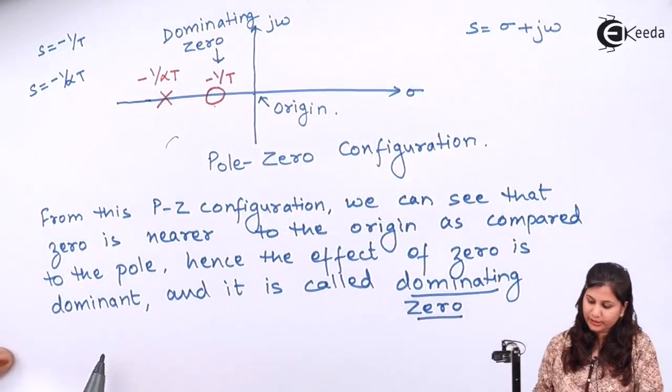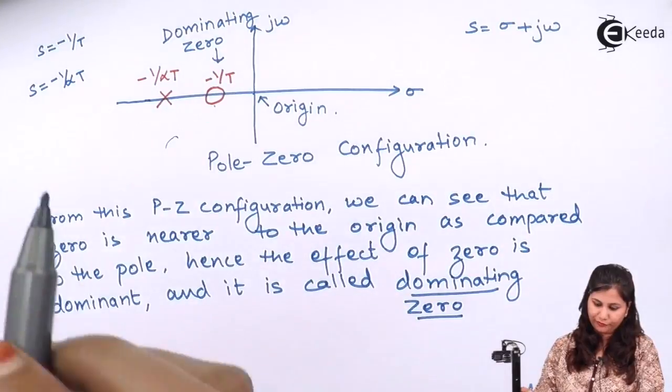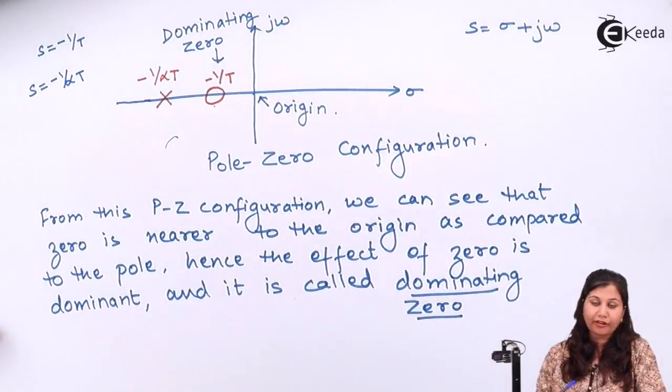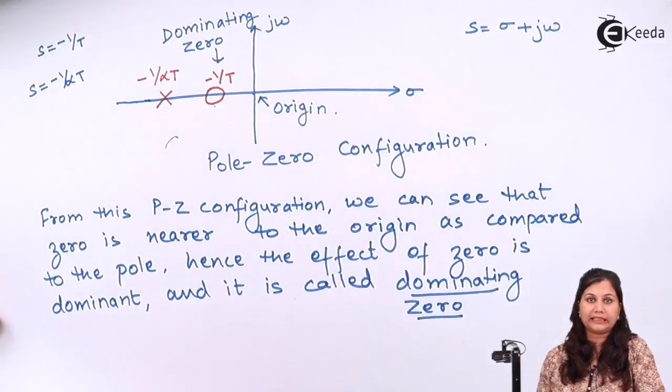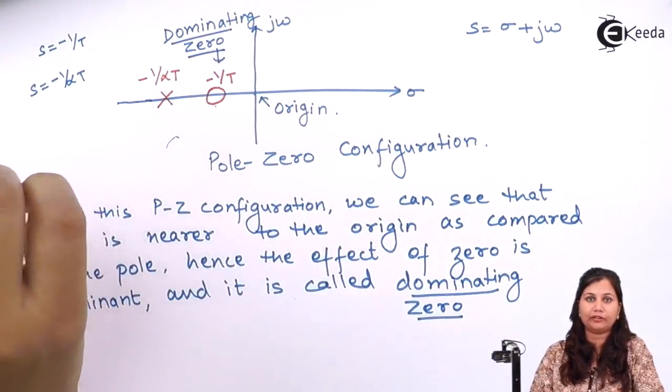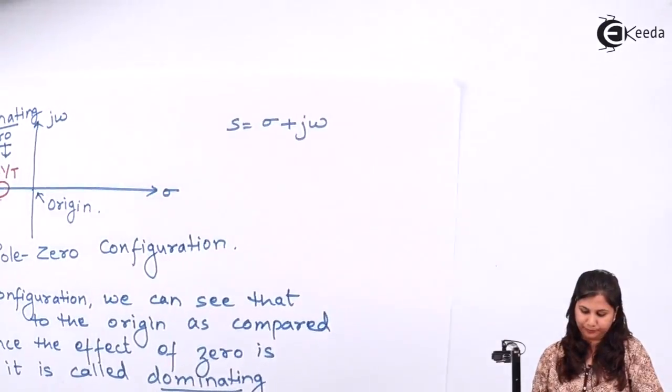Now due to this dominating zero, when the phase lead network is connected in series with the forward path gain, the phase shift of the system increases, because this zero is having the dominating effect on the system.